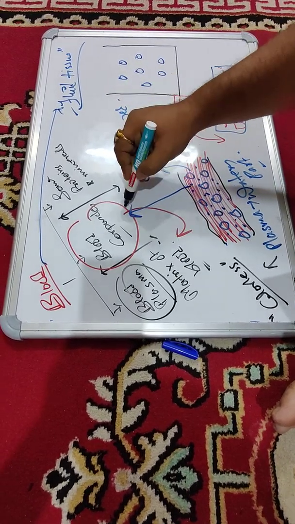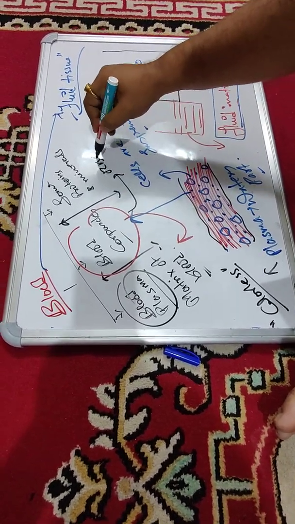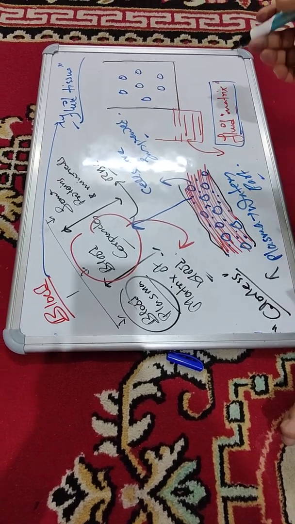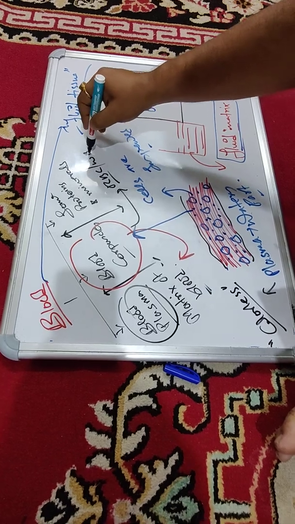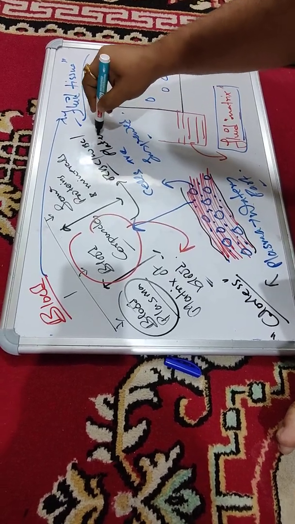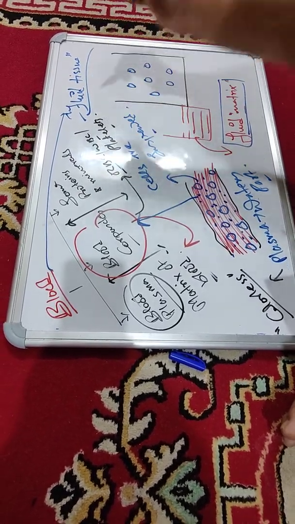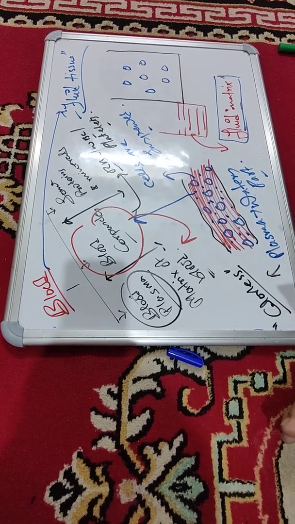Colorless. Then why does blood appear red to us? Because of the presence of RBC. Red blood cell has hemoglobin. RBC, WBC and platelets, these three are the blood corpuscles. Are you getting my point?